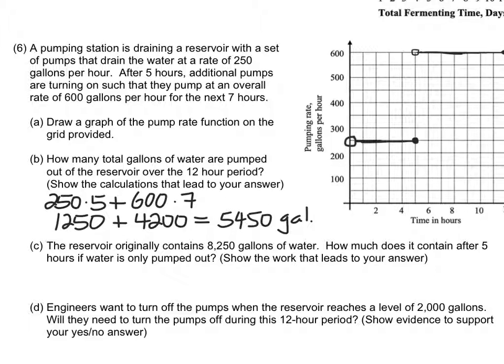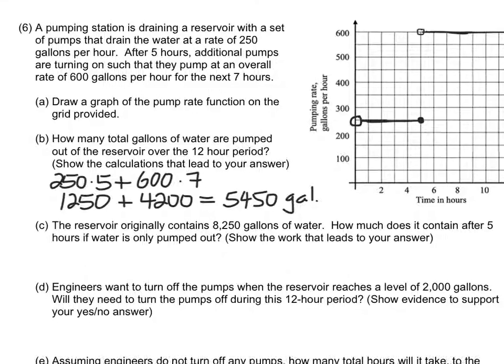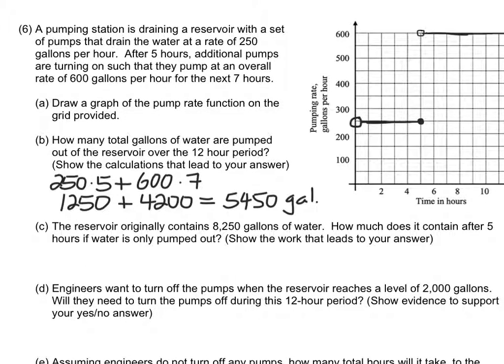So we know we're pumping out. Right, taking out, so subtraction. So we're taking the 8,250 and knocking off 1,250. So that's going to get us to 7,000 gallons.